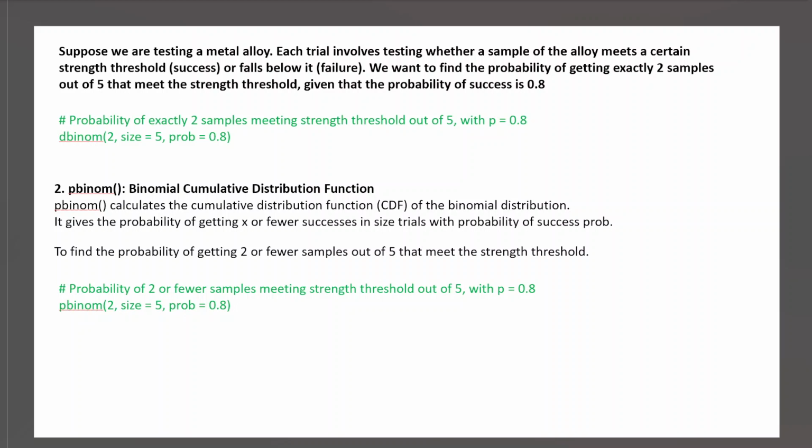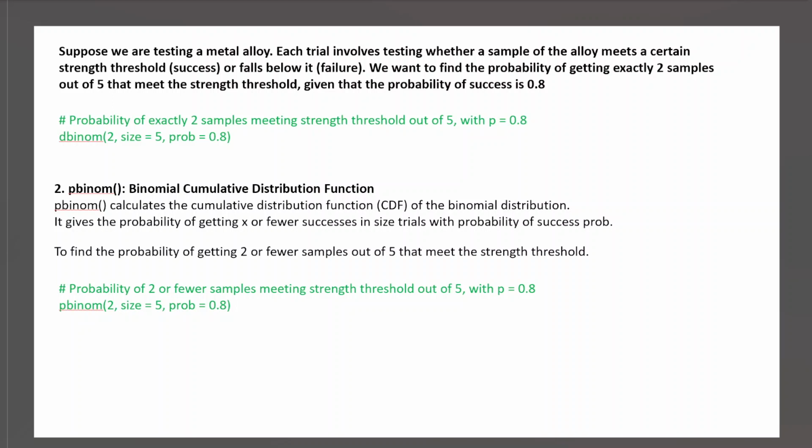You want to find the probability of getting exactly two samples out of five that meet the strength threshold. So your number of trials is five, and the number of successes is two. In five trials, they need two successes, and the probability is 0.8. So using this dbinom, we can specify 2 comma 5 comma 0.8. We don't even have to specify variable names like size; you can directly give it and the answer will be provided.